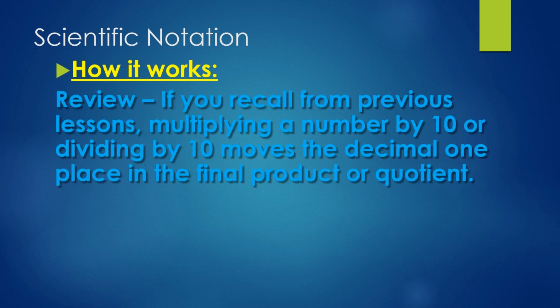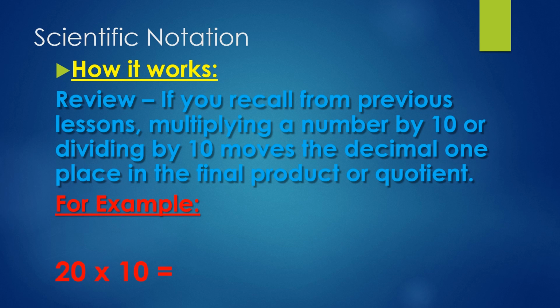Now, let's find out how it works. But before we do that, I have to do a little bit of review. If you recall from previous lessons, multiplying a number by 10 or a factor of 10, or dividing by 10 or a factor of 10, will move the decimal one place for each factor of 10 in the final product or the quotient.